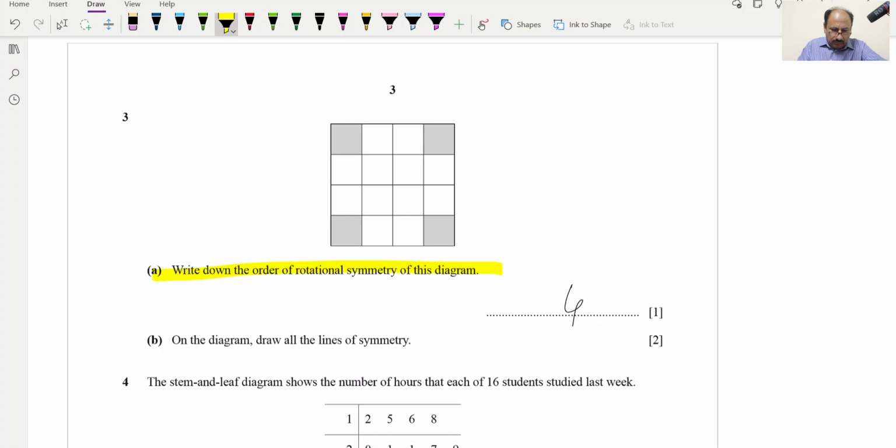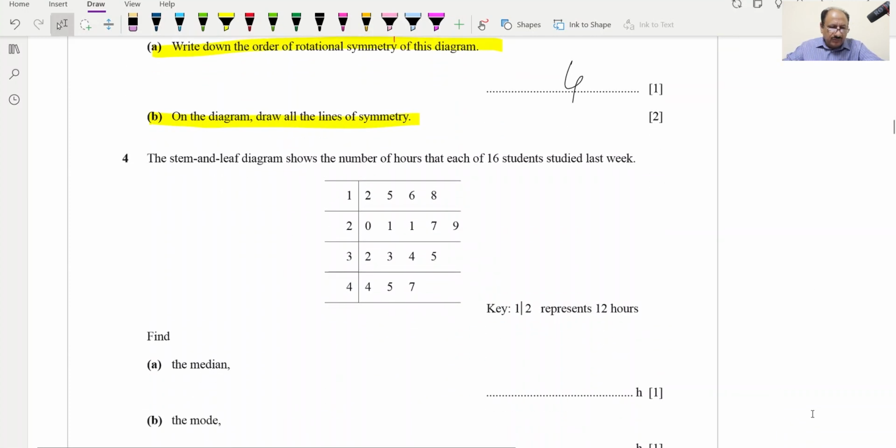And on the diagram draw all the lines of symmetry. So for lines of symmetry there will be 4. One line of symmetry we can draw like this one, and the other line of symmetry we can draw this, and third line of symmetry we can draw diagonal wise, and fourth line of symmetry also we can draw like this. So these will be the 4 lines of symmetry which we have drawn.